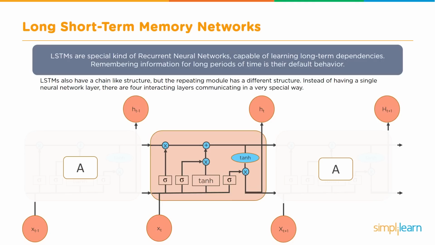As you can see, the deeper we dig into this, the more complicated the graphs get. Here, I want you to note that you have x at t minus 1 coming in, you have x at t coming in, and you have x at t plus 1. And you have h at t minus 1, and h at t, and h at t plus 1 going out. And of course, on the other side is the output A.